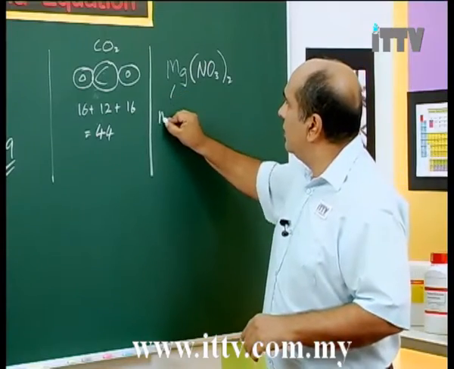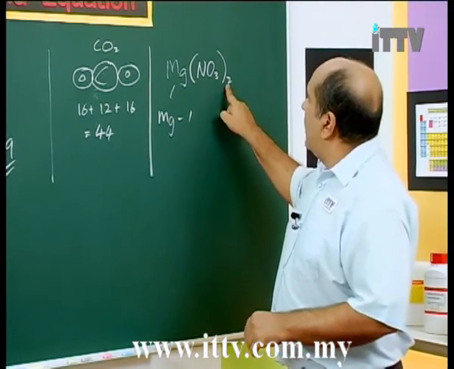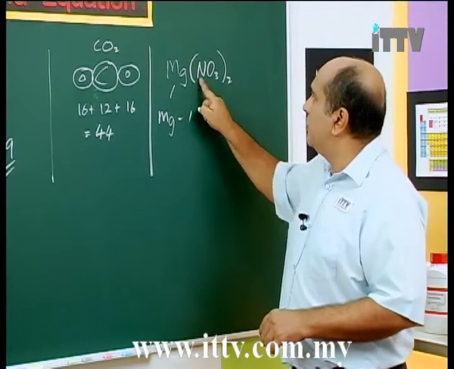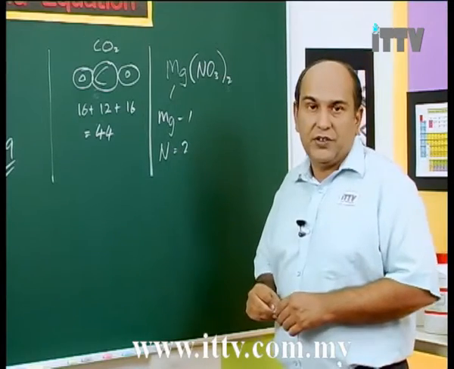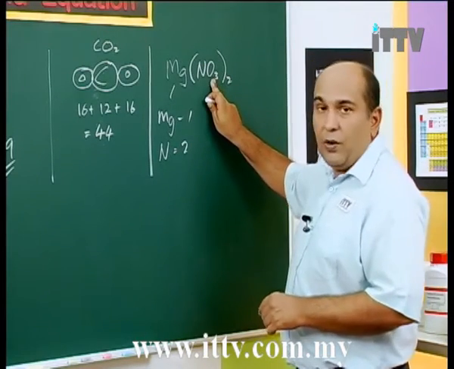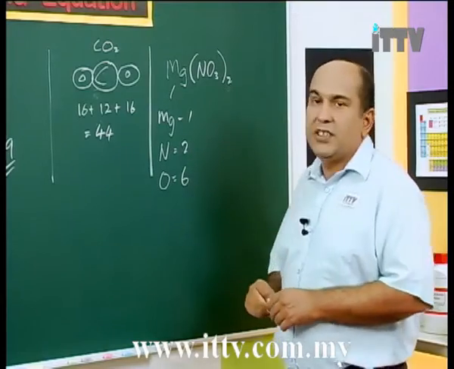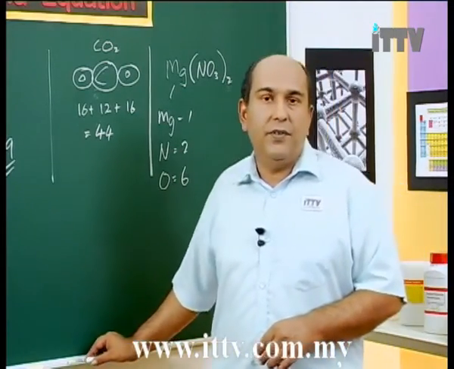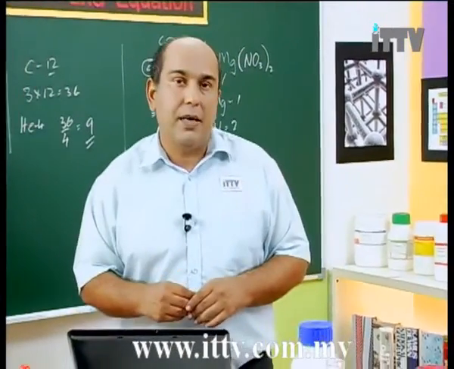We have 1 magnesium. Anything that's in a bracket, we have to multiply it by the number outside. Nitrogen times 2, which means we have 2 nitrogens. Inside we have 3 oxygens multiplied by 2, so our oxygen equals 6. Now that you know how many of each you have, multiply them by the RAM and then add everything up.